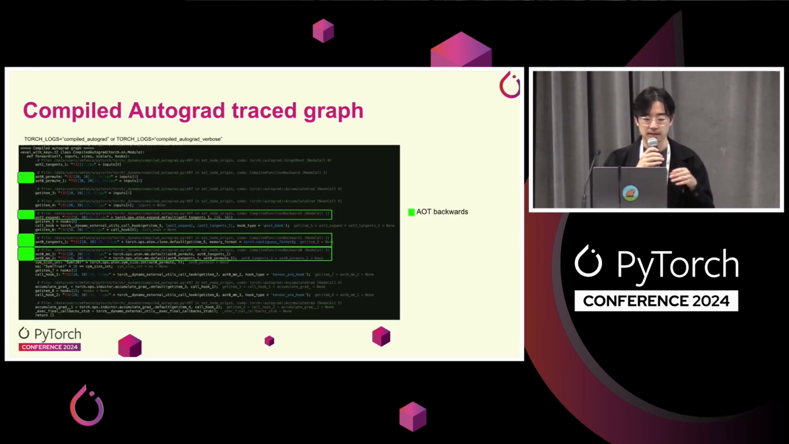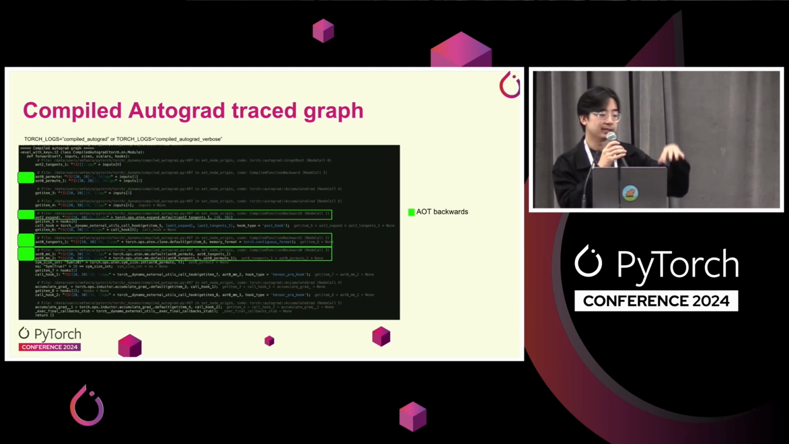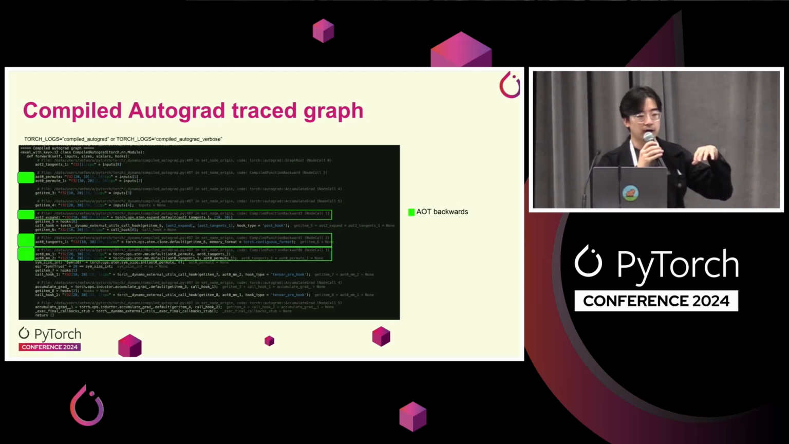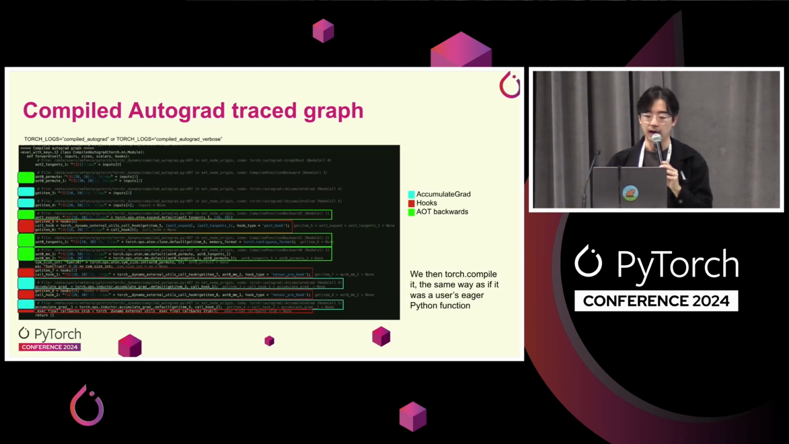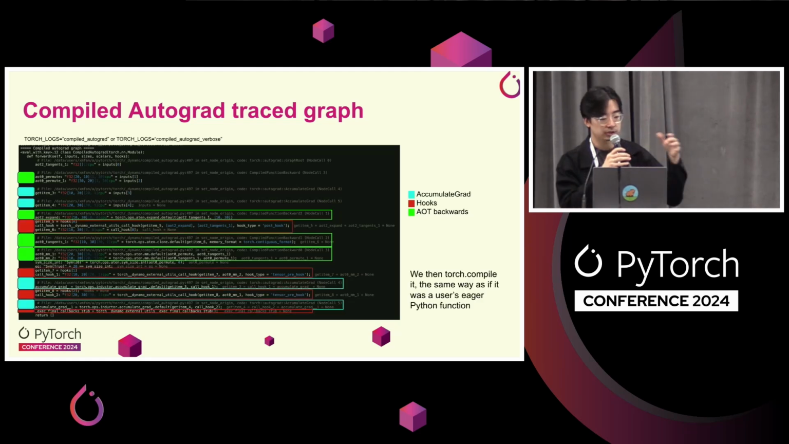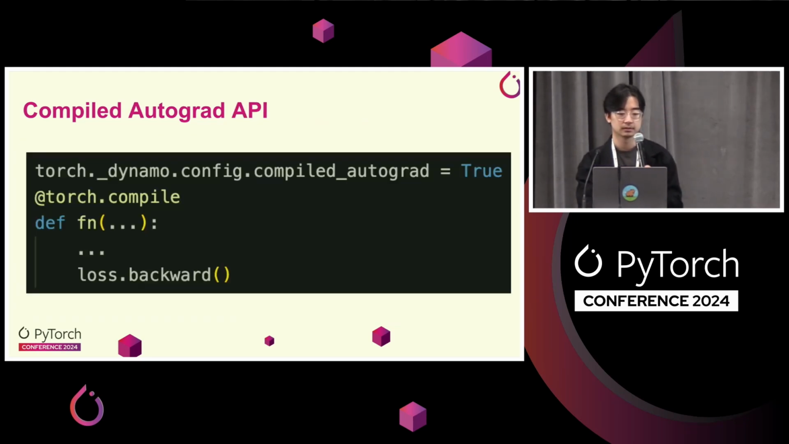And here you can see, on the sample example that I had before, I added some hooks to it. In green are the sections that we had already captured in the ahead-of-time trace of the backwards. And in red and blue are the additional sections that are captured when you enable Compiled Autograd. The API for Compiled Autograd today is still gated behind a config. You turn on a config, and then it will override the Autograd engine for any backward call that happens within a Torch.Compiled function.